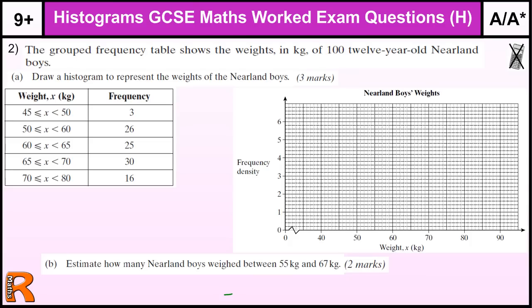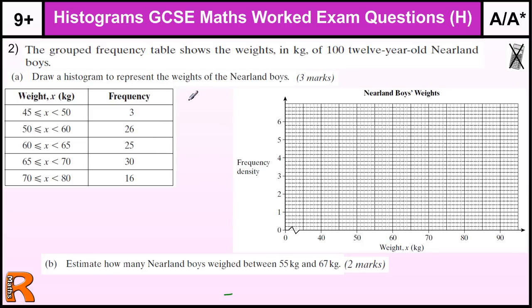Okay, second question of histogram worked exam questions. So this question, we have a table again with the groups and the frequency, and we have to draw a histogram for 3 marks to start with. It doesn't really matter what the question's about, but let's just read it anyway. It shows the weights in kilograms of 112-year-old Nearland boys.